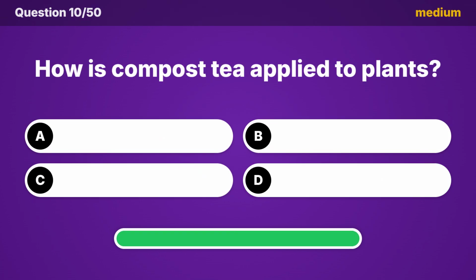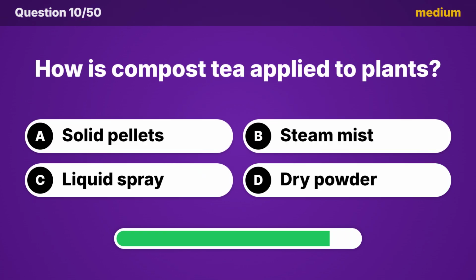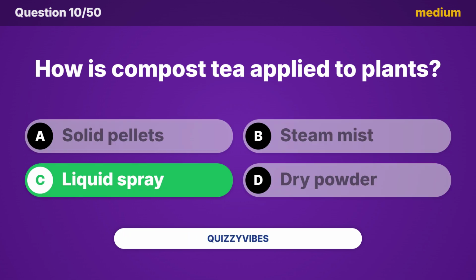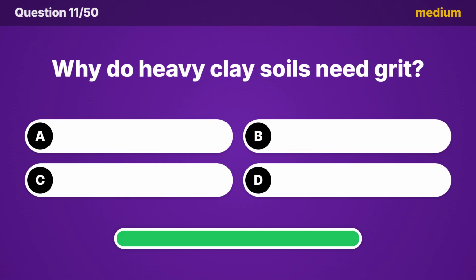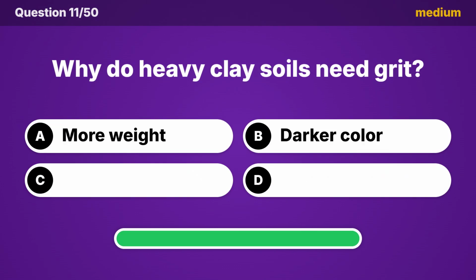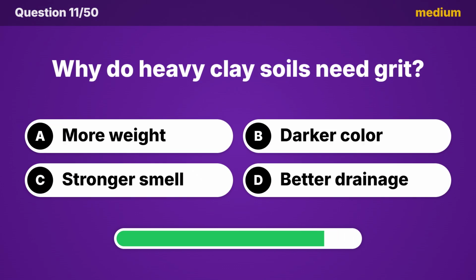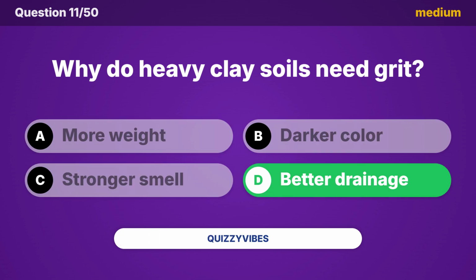How is compost tea applied to plants? The correct choice is liquid spray. Why do heavy clay soils need grit? And the answer is better drainage.